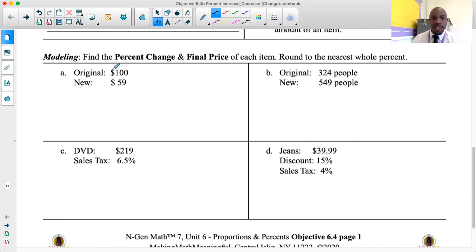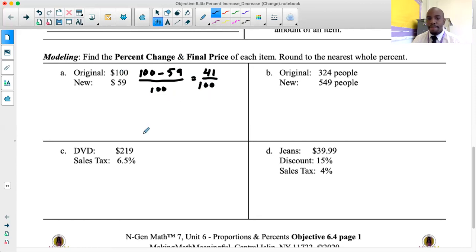So the original price here for A is $100 and it goes to $59. What I want to do is say, okay, what is the difference in price? So first I'm going to say, what's $100 minus $59? And then because I want to include that original formula, I'm going to put it over the original, which in this case is just 100. That's not the case for B, but in this case it is. So what is 100 minus 59? That is 41. And I put that all over its original, which in this case is 100.